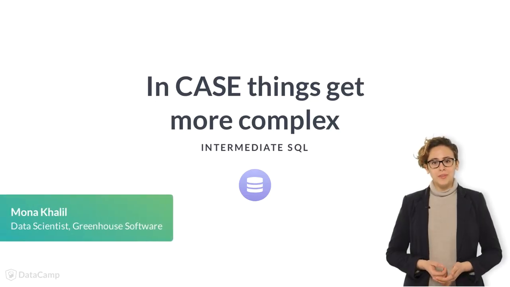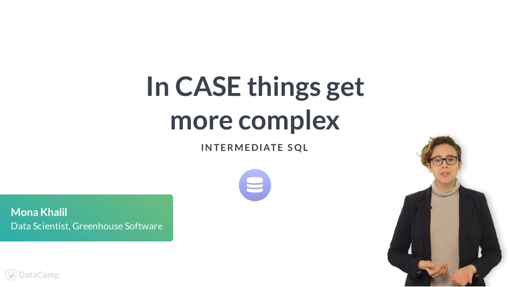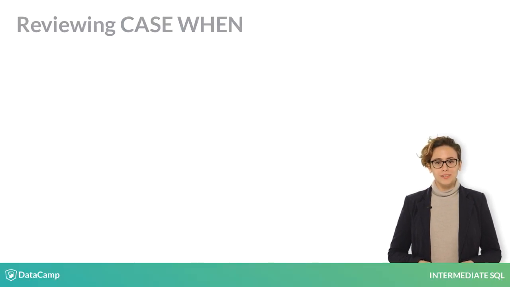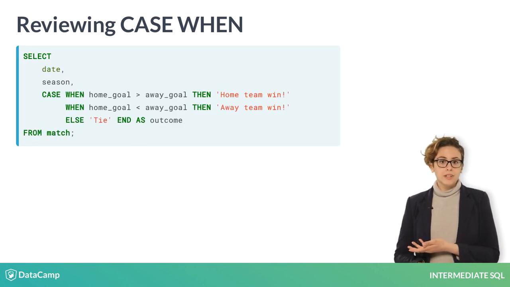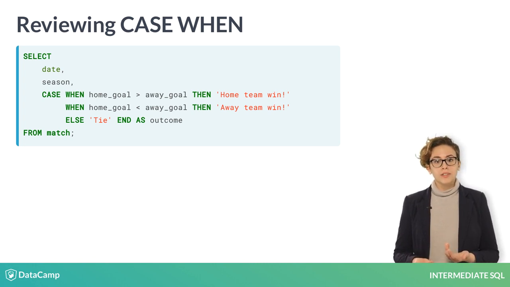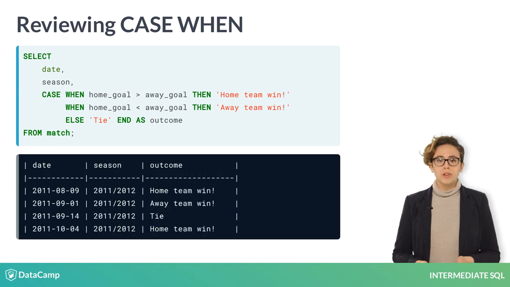Now that you understand the basics of case statements, let's set up some more complex logical tests. Previously, we covered case statements with one logical test in a when statement, returning outcomes based on whether that test is true or false. This example tests whether home or away goals were higher and identifies them as wins for the team that had a higher score. Everything else is categorized as a tie. The resulting table has one column, identifying matches as one of three possible outcomes.